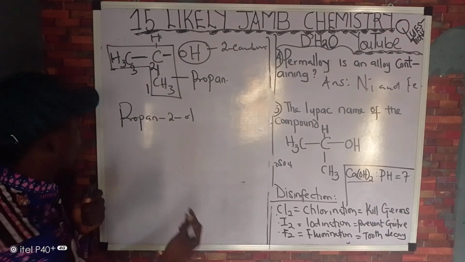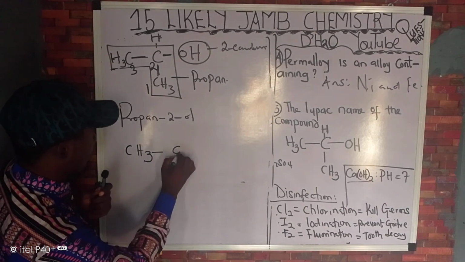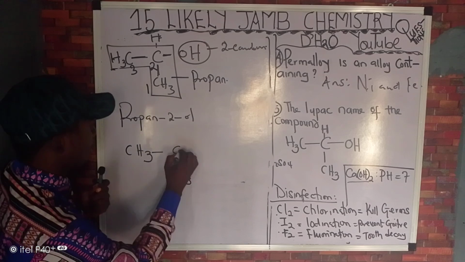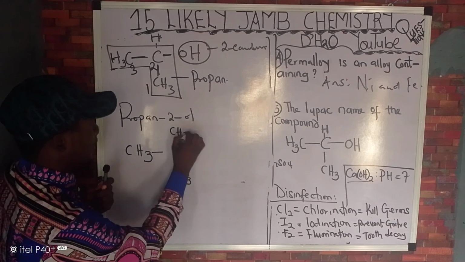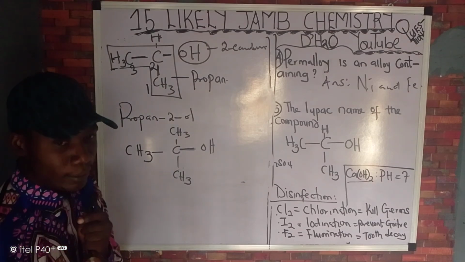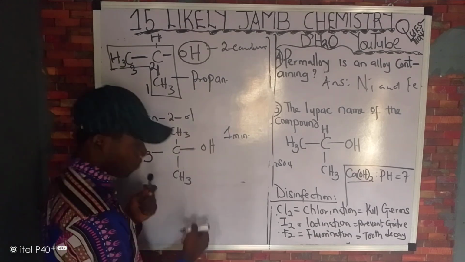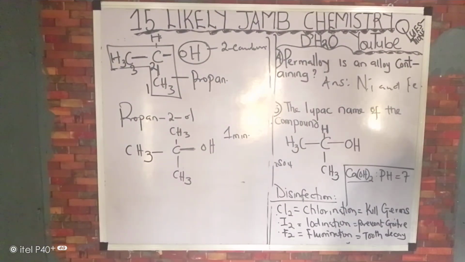Now let me give you another compound. If I have a compound like CH3, then something like this, CH3, then you have another CH3 here, and then you have OH. What's the name of this compound? Now, I'm going to give you just 1 minute to name this compound. 1 minute, please.